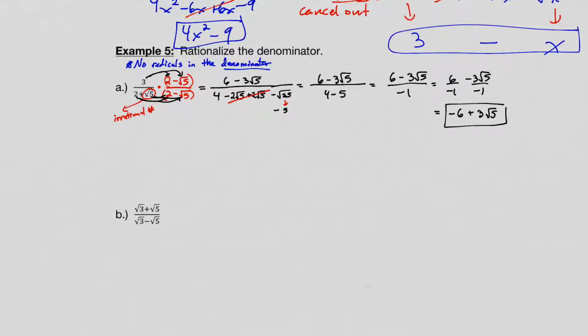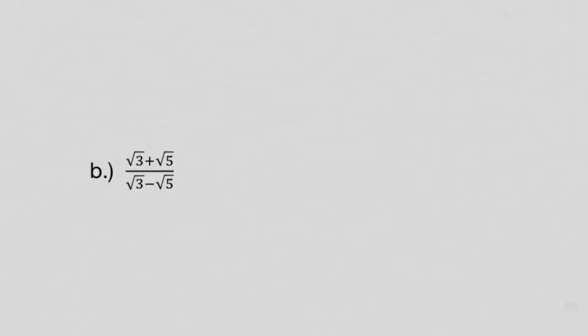Okay, so let's do another one together. We're going to do B. So, again, I want to multiply by the conjugate.